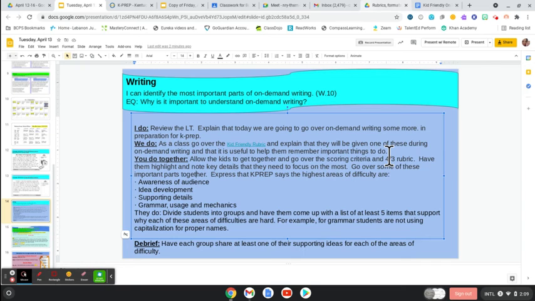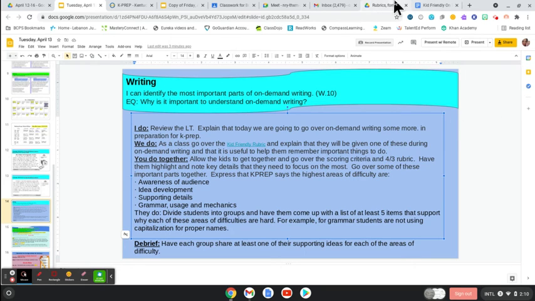Please remember that K-Prep says the highest areas of difficulty are awareness of an audience, idea development, supporting details, and grammar, usage, and mechanics, which basically is the entire rubric. So we're going to divide into groups. Again, if you're by yourself, you might just have to work by yourself. You're going to come up with a list of 5 items that support each of these areas of difficulty as hard. For example, what is hard to you when you look at grammar?